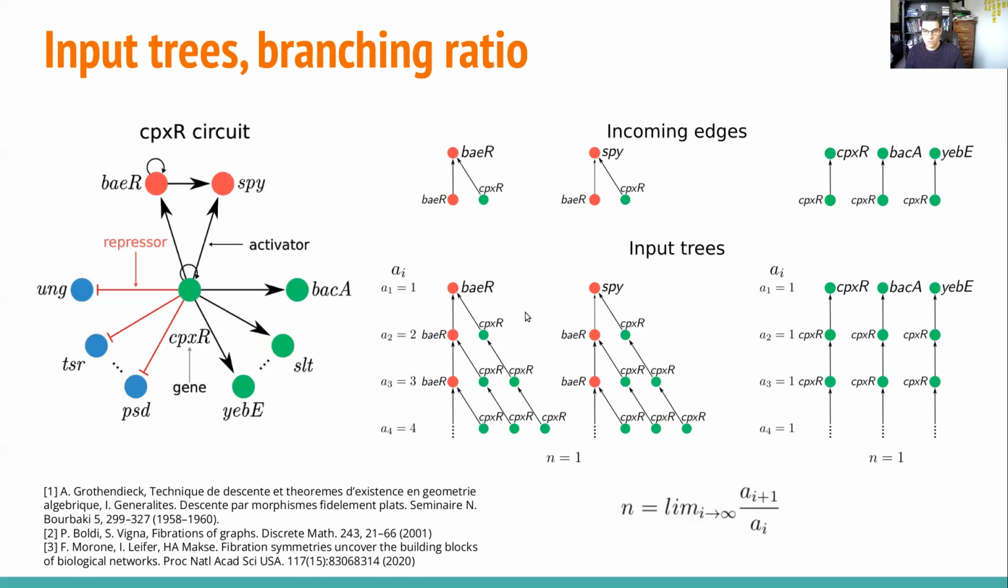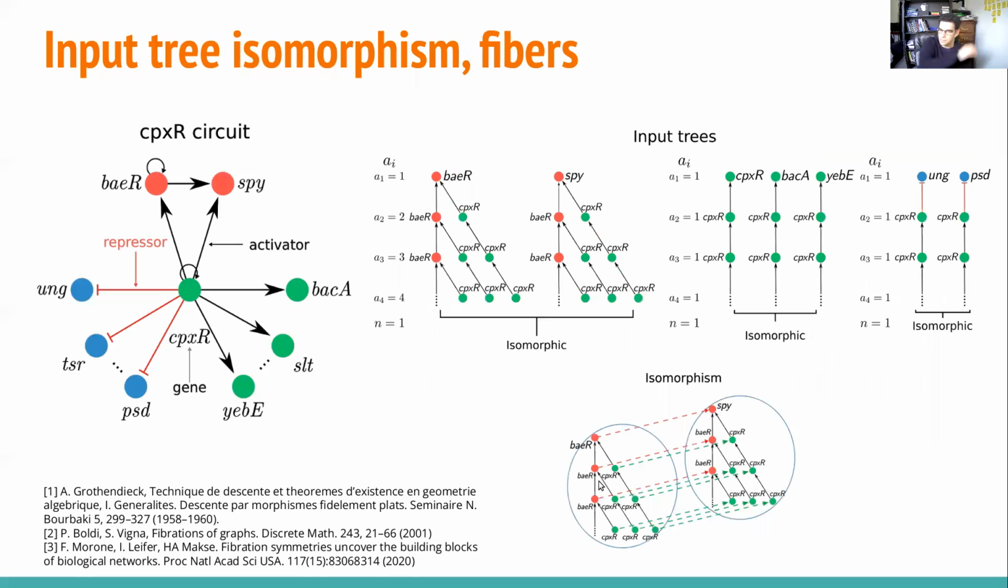Before I move on, I also want to define the branching ratio on the input tree. In order to define the branching ratio, we need to define the index that counts the number of nodes on every layer. We call this A_i, and this is just the number of nodes. The first layer is 1, and then 2, 3, 4. So A_i counts the number of nodes on every layer. Then the branching ratio is A_{i+1} over A_i for i going to infinity. In these two cases, it's obviously equal to 1. This is a branching ratio that we're going to use a little later.